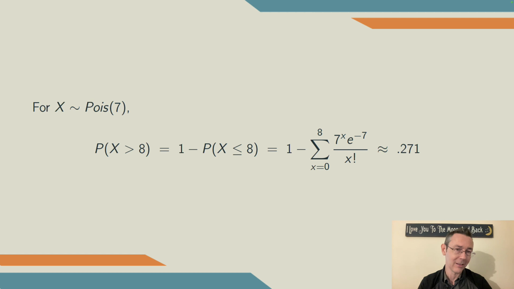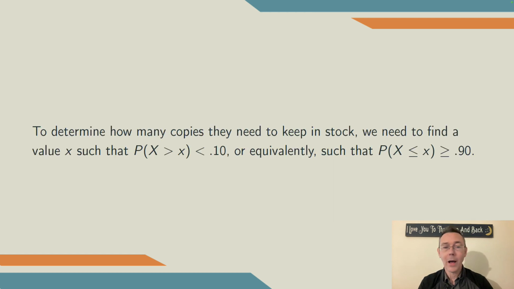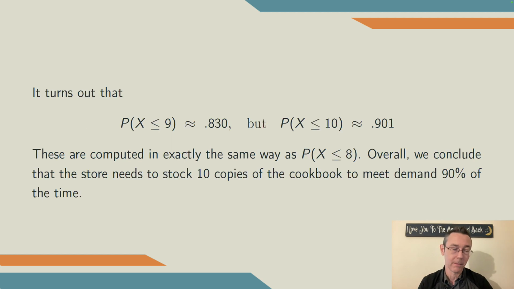so maybe this isn't ideal. We'd like to know how many copies they should keep in stock in order to have less than a 10% chance of turning away customers on a given day. So we need to find the x such that the probability that the random variable is less than or equal to x is greater than or equal to 90%. And we can just do that by plugging some values in just like we did a moment ago with 8. So we'll do it for 8, 9, 10 until we finally get over 90%.